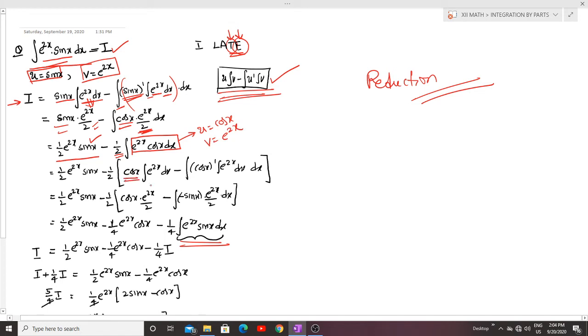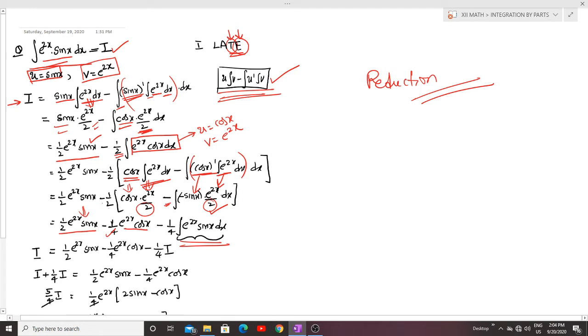The first function into the integration of the second function, minus the integral of the derivative of the first function into the integration of the second function. So the first function is cos x, the integration of the second function is e power 2x by 2, minus cos x's derivative which is minus sin x, e power 2x integration is e power 2x by 2, since the x coefficient is divided. Half e power 2x into sin x, copied again. Minus 1 by 2 into 1 more 2 is here, minus 1 by 4 will come, e power 2x into cos x.